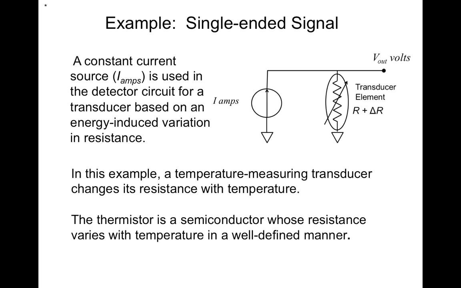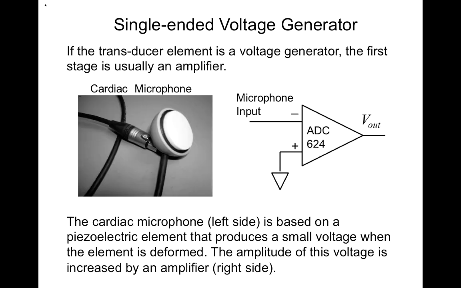One example of a single-ended signal would be a temperature measuring transducer that changes its resistance with temperature. You basically are using a constant current source, and as the resistance of this transducer changes, it's going to change the output voltage. So it varies in a very well-defined manner and can be very well calibrated. This would be an example of a single-ended sensor.